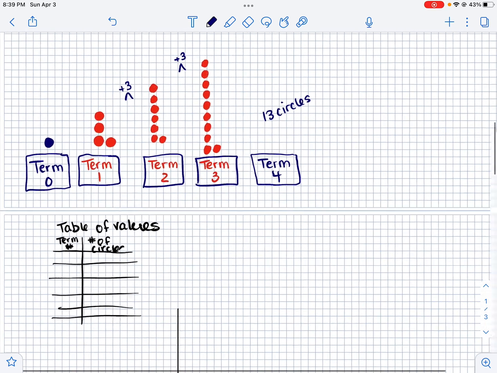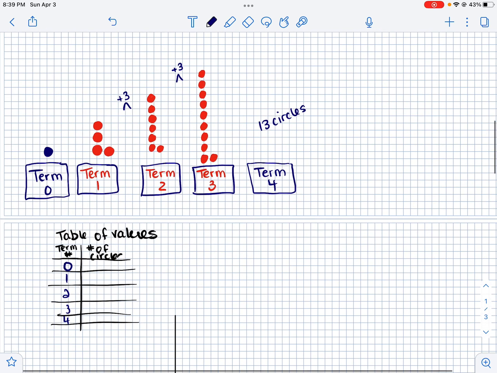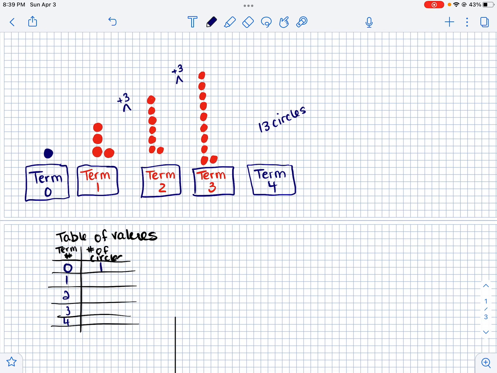Okay, let's make a table of values. So I'll do term 0, 1, 2, 3, 4. So I start off with 1 circle, then I have 4, 7, 10, and 13. I can see that my table is going up by 3 every time, making this a linear relation.